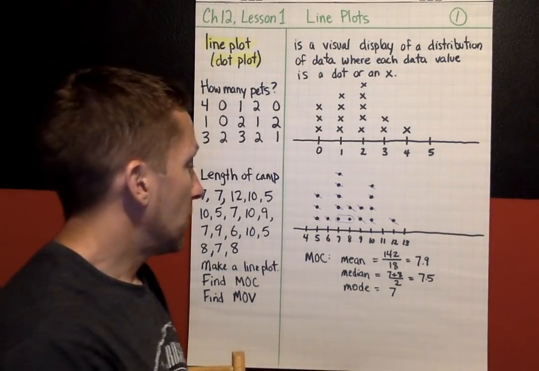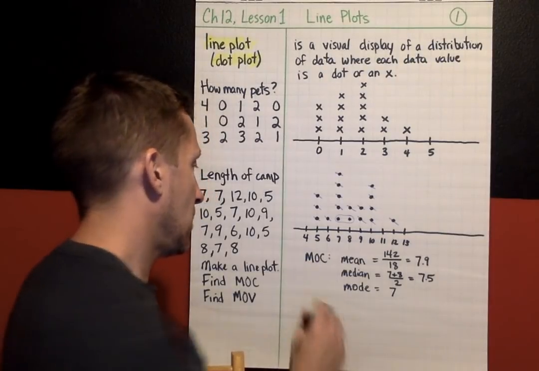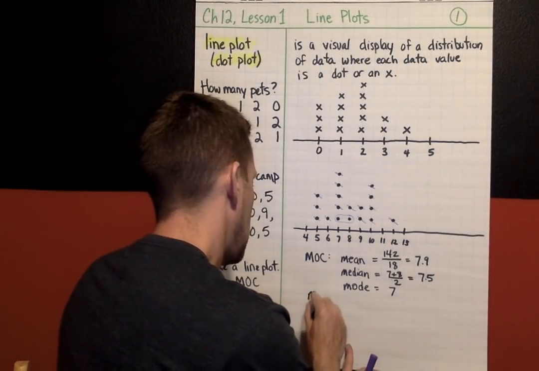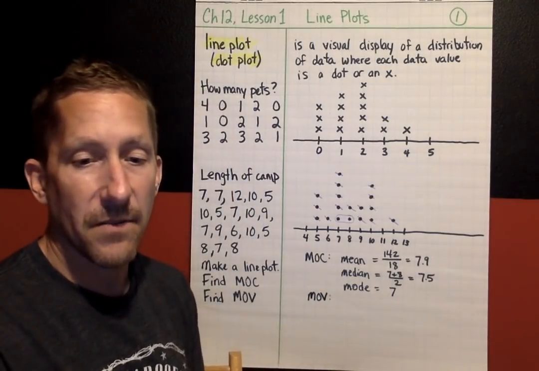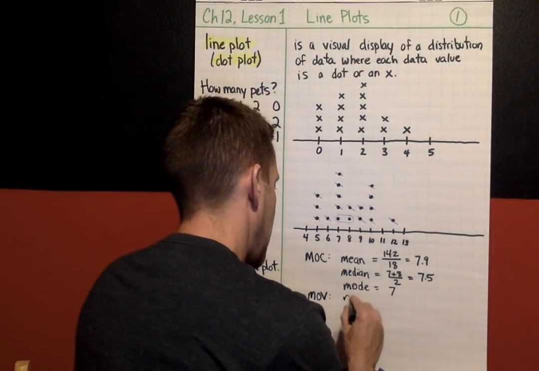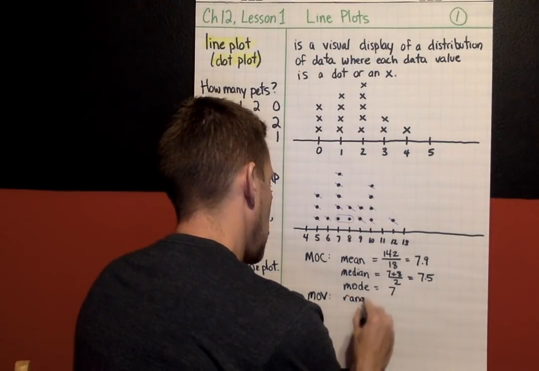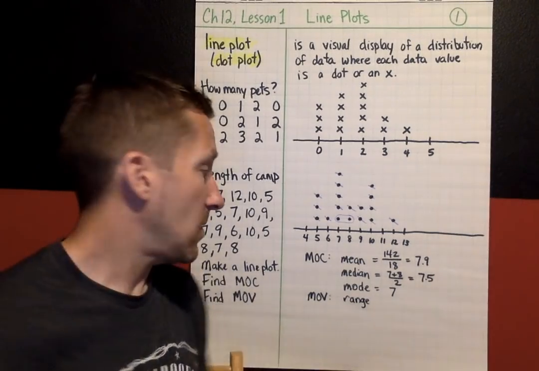Okay, so those are measures of center, mean, median, and mode from chapter 11. Next, we're going to find measures of variability. One measure of variability is the range. What is the total spread of your data from high to low?